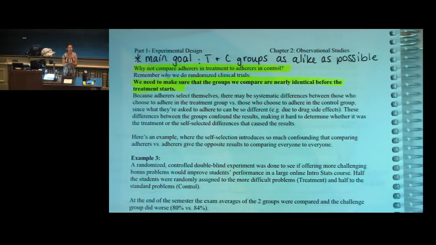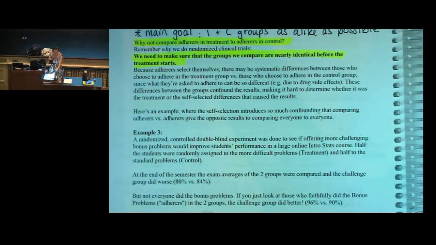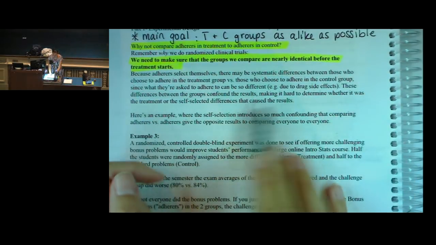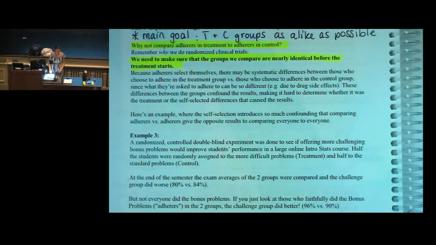Okay, for example, if the treatment group is taking a drug and the drug has terrible side effects, maybe that's why people stop adhering. Whereas the control group, they're taking a placebo, if they stopped adhering, it would be a different reason, right? Placebos don't have any side effects. So if we think about it that way, these differences can confound our results, making it hard to determine, does the drug actually work?